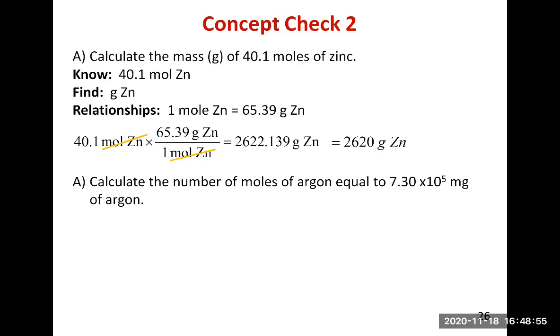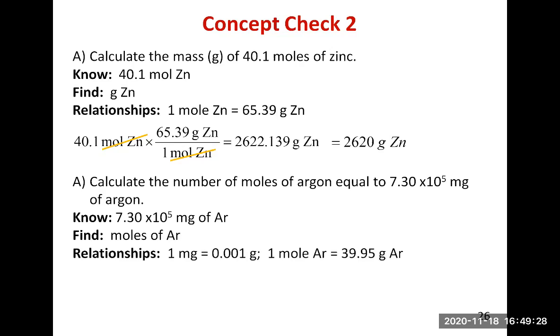Second concept check. Calculate the number of moles of argon equal to 7.30 times 10 to the 5th milligrams of argon. So we have this mass in milligrams of argon, 7.30 times 10 to the 5th milligrams of argon. And we want to find the moles of argon in that mass. So because the molar mass is in grams per mole, that means we will need to change the milligrams into grams.